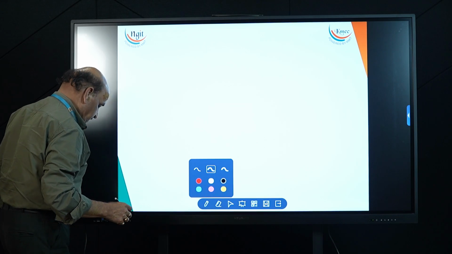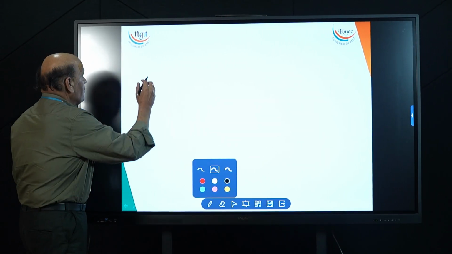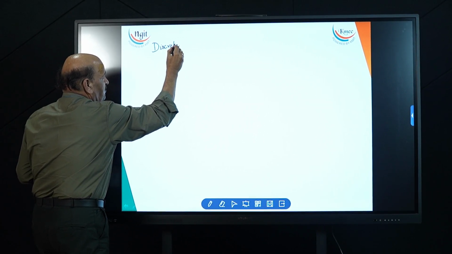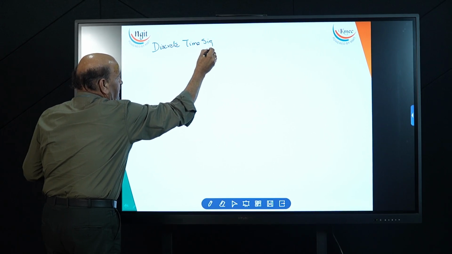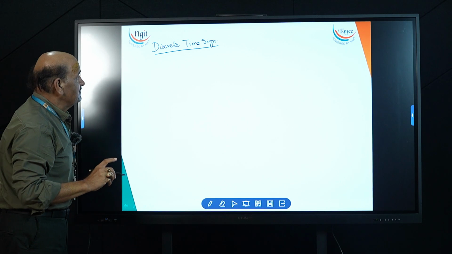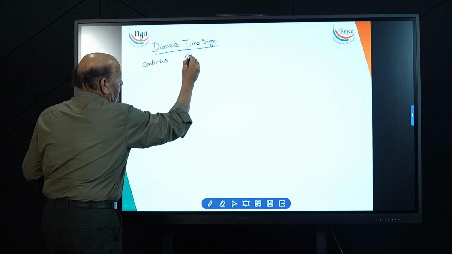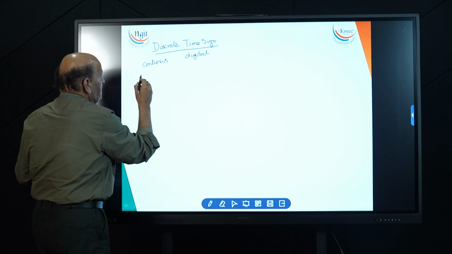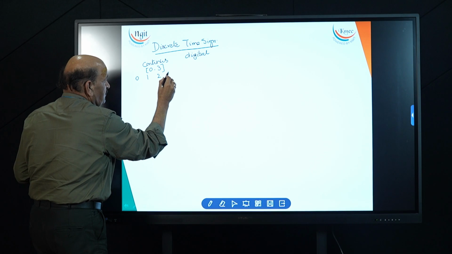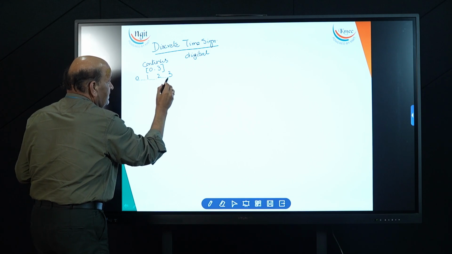Now in this class we are going to begin with how to represent discrete time signals. As said earlier, I am repeating that concept one more time. Continuous time signals are continuous, but discrete time signals are digital or discrete. For example, you take from 0 to 3 time. It takes not only 0, 1, 2, 3, but it takes all the points between 0 to 1, all the points between 1 to 2, all the points between 2 to 3.